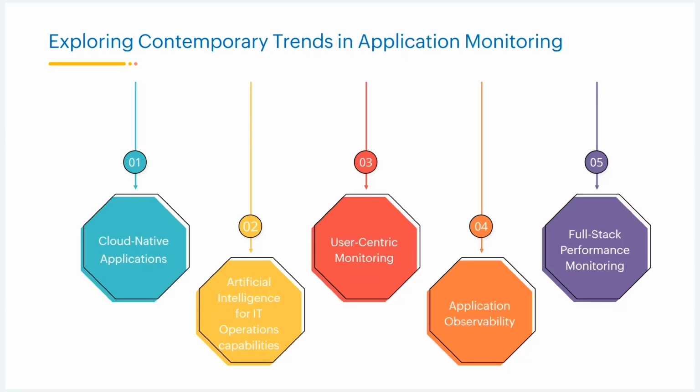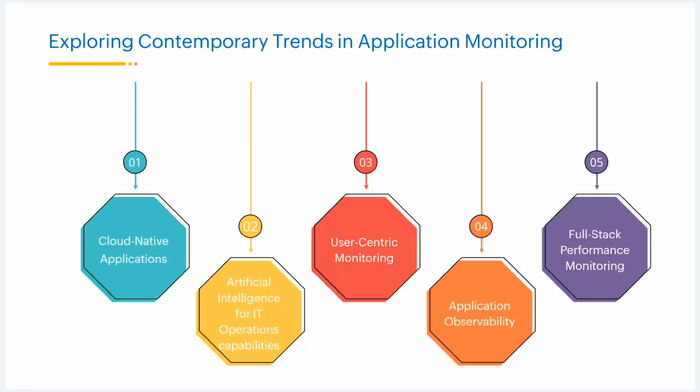The last is full stack performance monitoring. The goal of full stack performance monitoring is to identify and address any performance issues across the entire application stack, from the front end or user interface to the back end server infrastructure, by monitoring the various layers of the stack, including application code, server response times, and database queries. This is achieved by collecting real-time data on various performance metrics like response times and error rates.